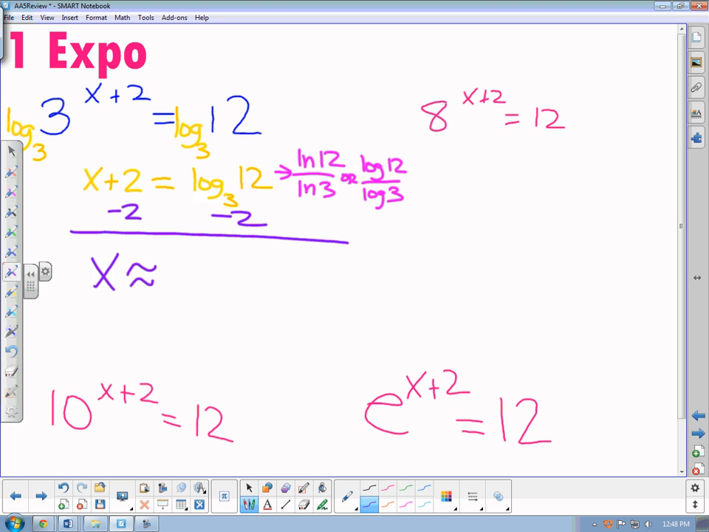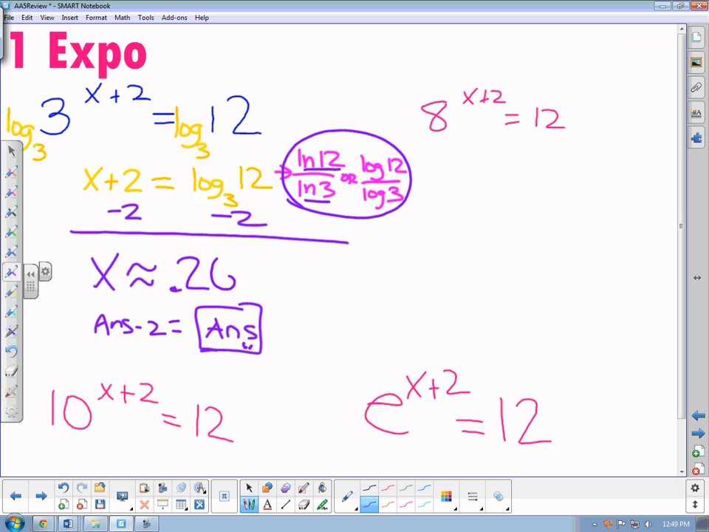Now when you do this, you should not round this number here. You should wait until you're done with all of your calculations before you do any rounding whatsoever. That's where your ANS button on your calculator is going to come in handy. When you type in ln of 12 divided by ln of 3 and push your equal sign, the answer is stored here. So then when you put minus 2 in, it should say ANS minus 2. And then you'll get an answer. And now at this point you can round it, and this would be 0.261. And you should go at least to 3 places past the decimal.